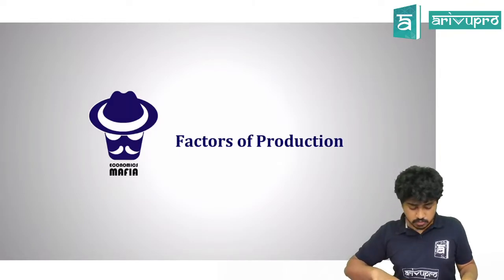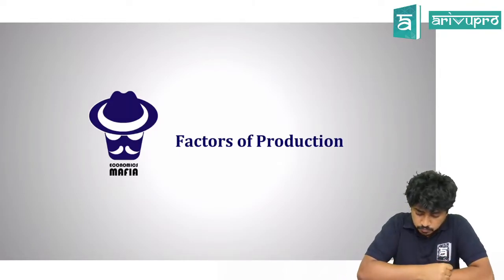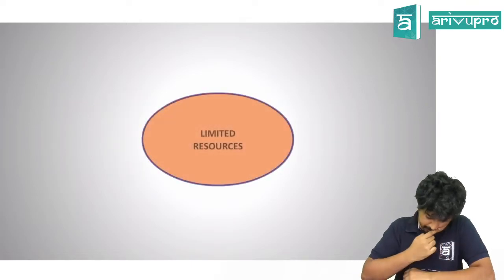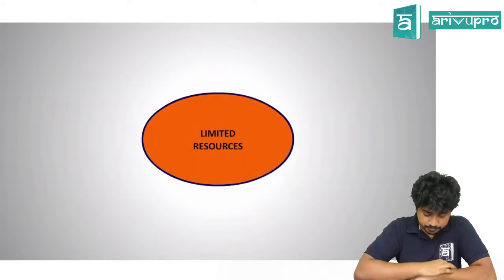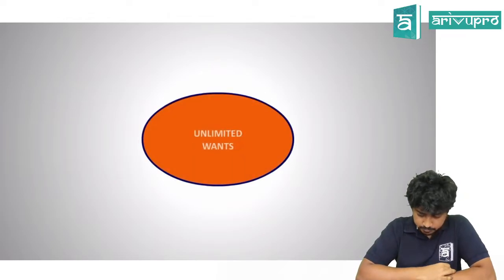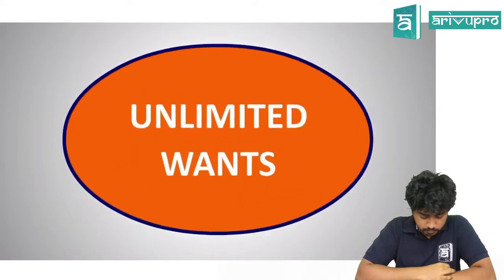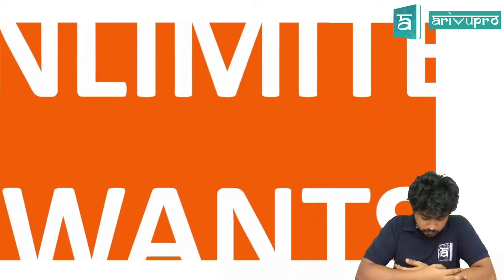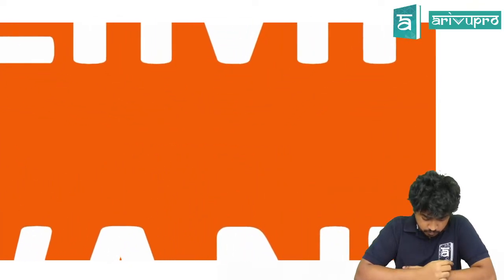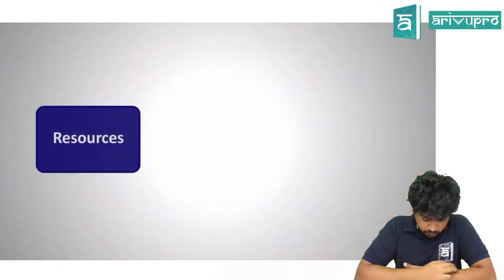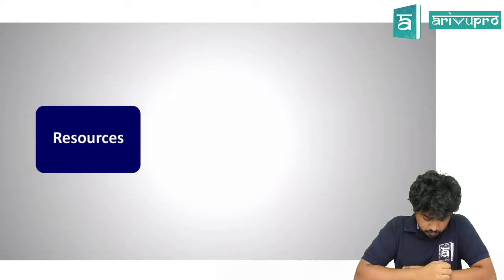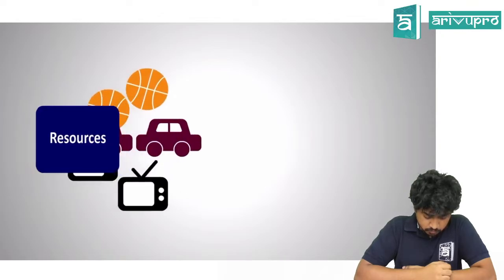Factors of production. We know that the central theme of economics is scarcity. It's about using limited resources to satisfy unlimited wants. So what are resources? Well, in economics, when we talk about resources, it has to be productive, meaning we can use these resources to produce something.